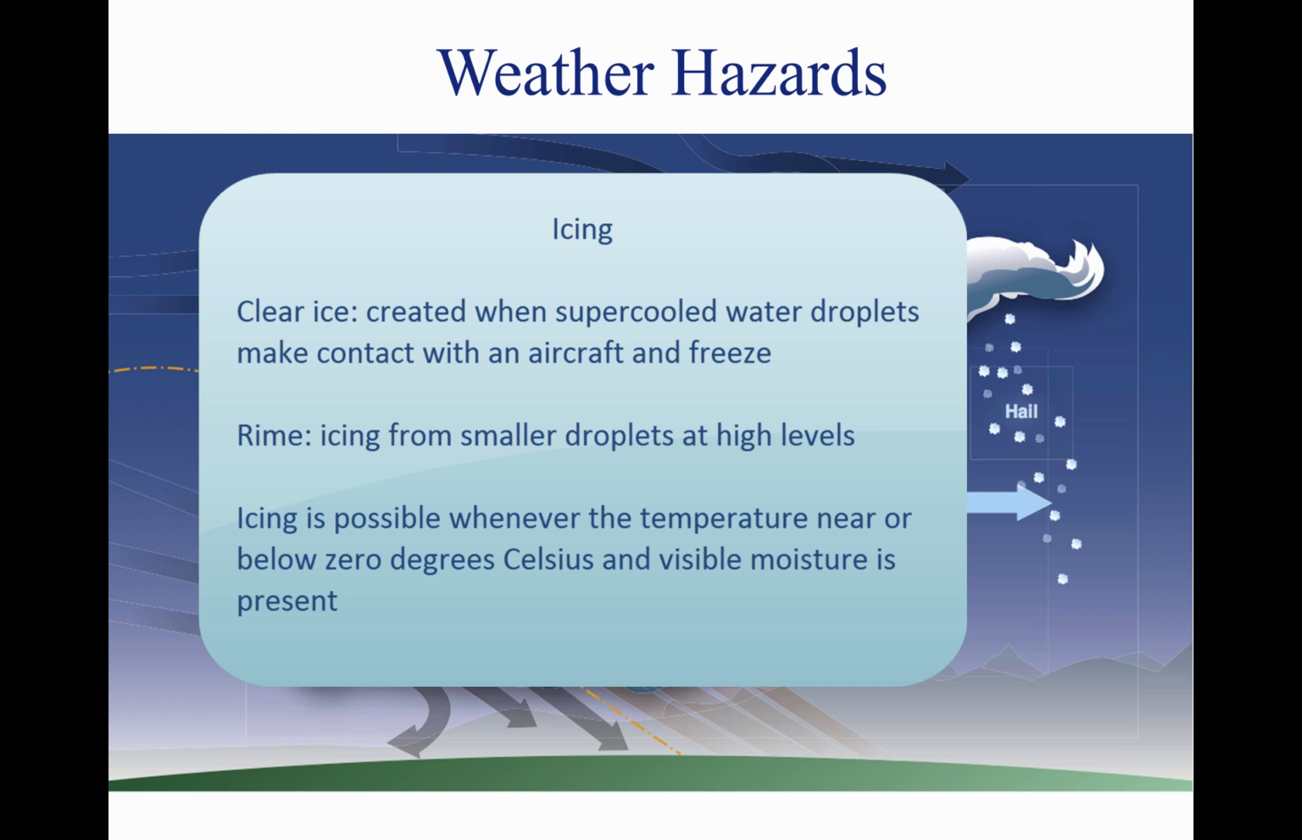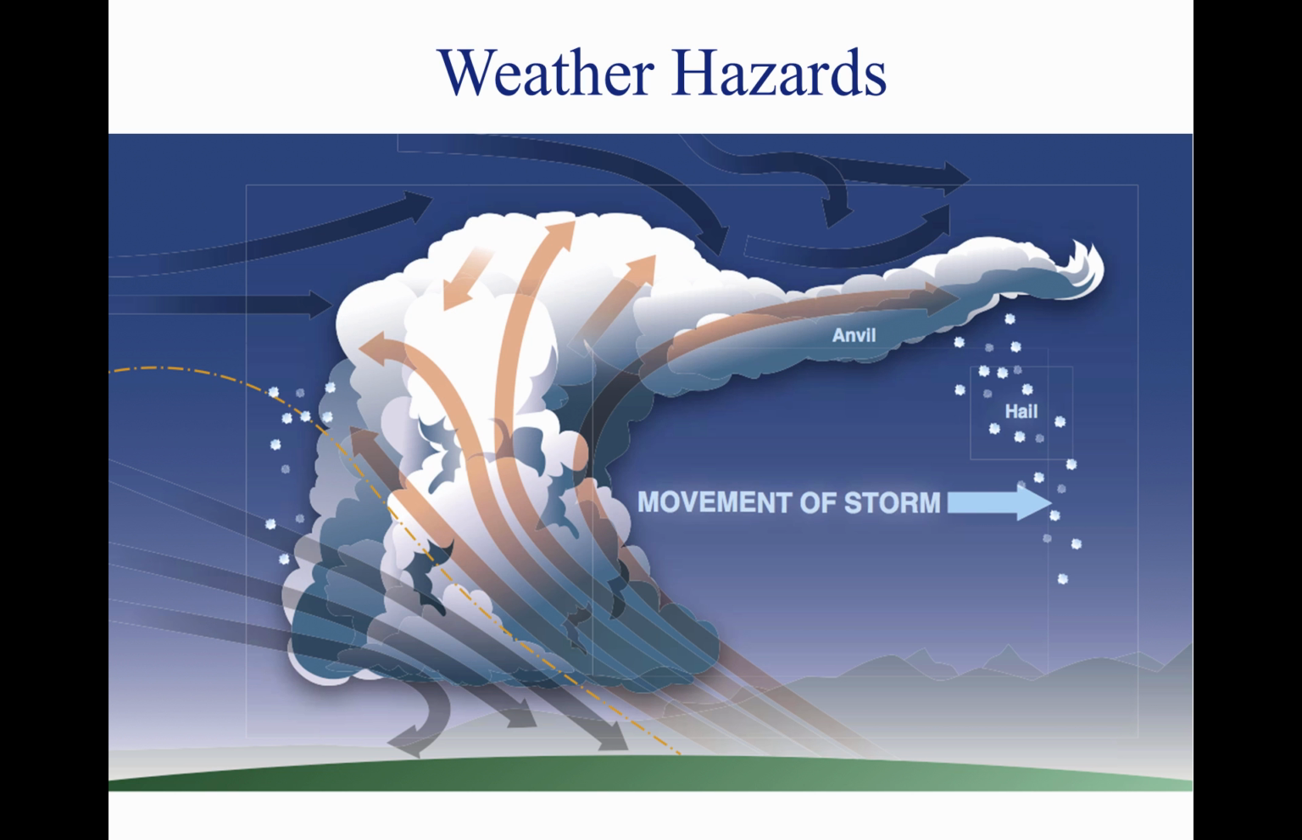Thunderstorms are not the only area where pilots could encounter icing conditions. Pilots should be alert for icing anytime the temperature approaches 0 degrees Celsius and visible moisture is present. Hail competes with turbulence as the greatest thunderstorm hazard to aircraft.